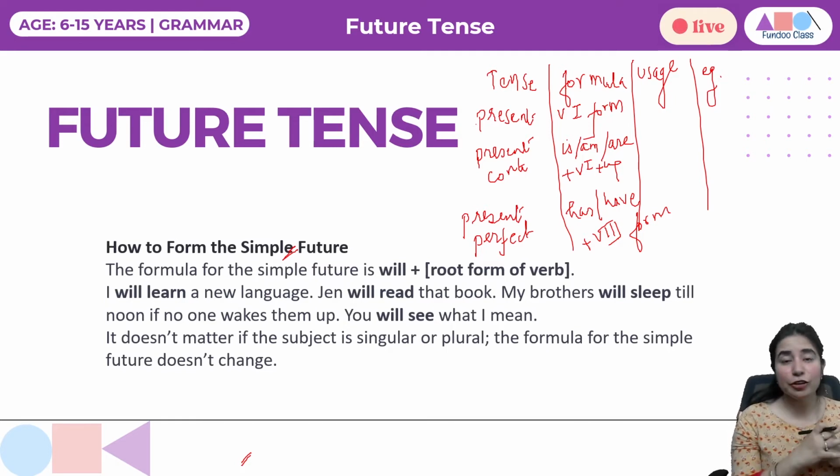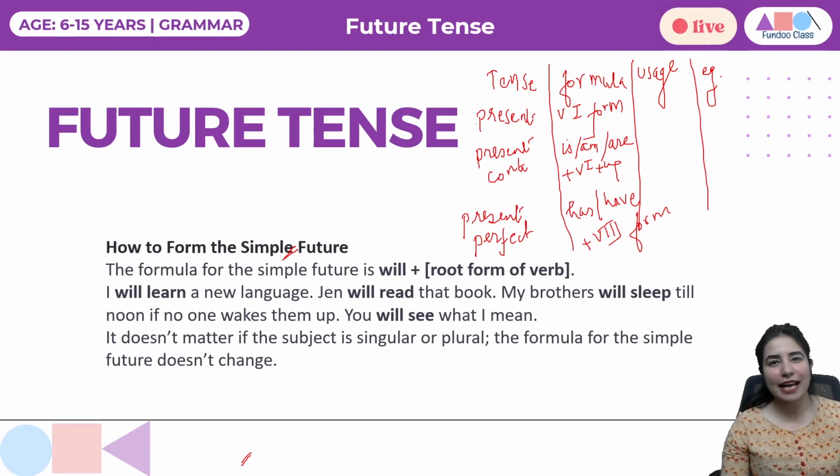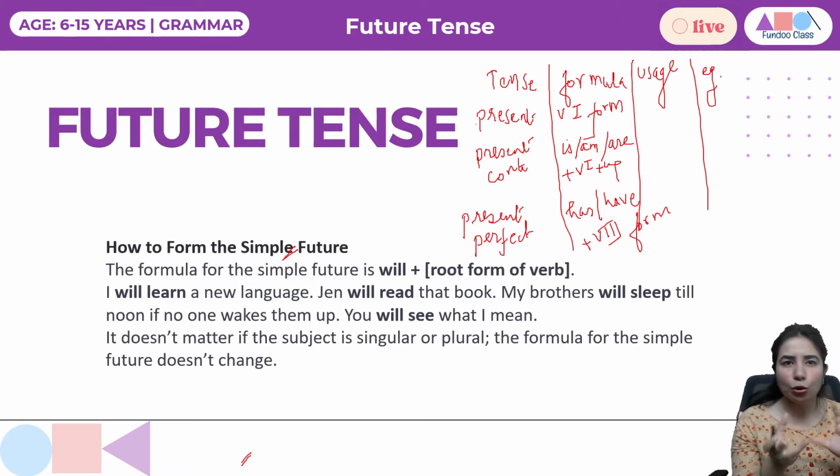So quickly write the formula. I'll give you 30 seconds to write one quick sentence along with the usage. So that's three points that you're writing. Formula, that's point number one. Second, write the usage: where do we use the future tense? For actions that are going to start and end in the future. And make one or two quick sentences so that you have your quick bite ready for future tense, right? Quickly do it and then we'll proceed further.